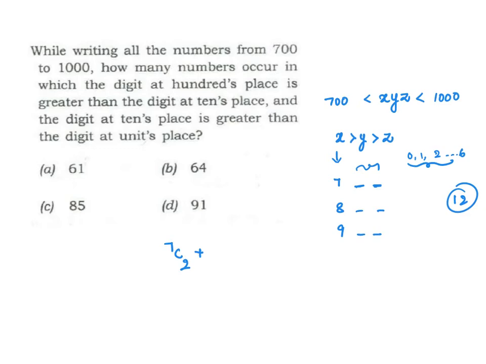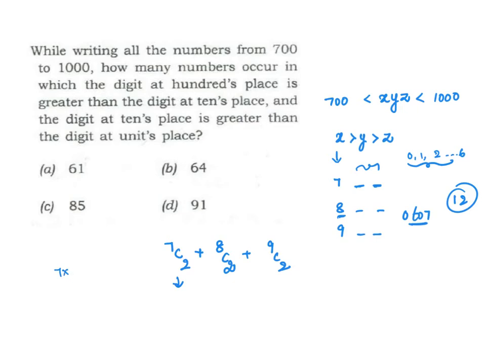Now in the second case you have 8 here. So we have digits from 0 to 7. You can use 8 digits. So out of them you have to select 2, that is 8C2. Then after that, 9C2.